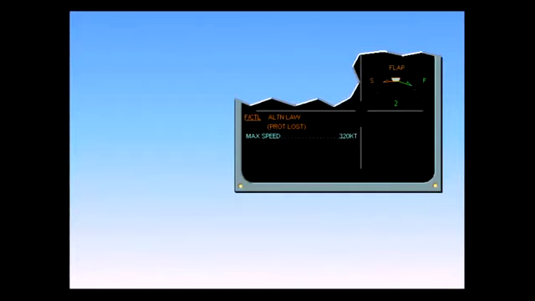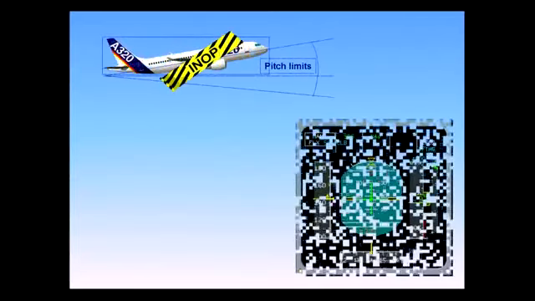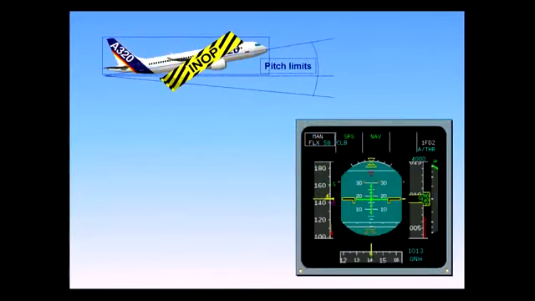Degradation to alternate law is indicated by the ECAM caution, Flight Control Alternate Law, Protection Lost. Pitch attitude protection is lost. The computers will no longer limit nose-up or nose-down pitch. On the PFD, the green dashes, which mark the protection limits in normal law, are replaced by amber crosses.